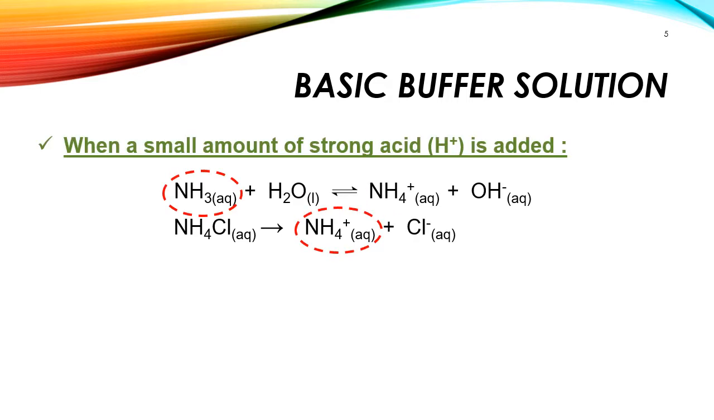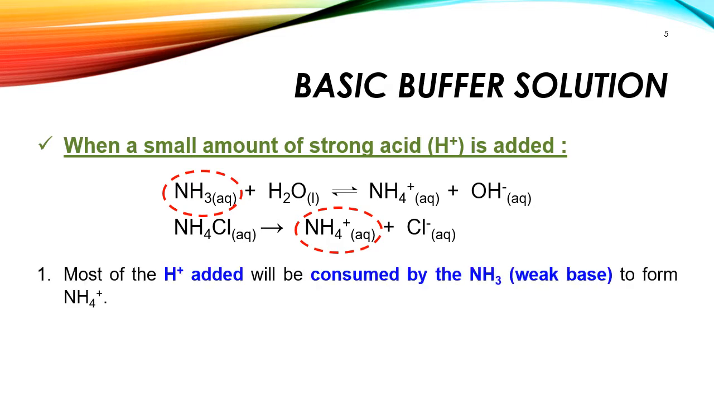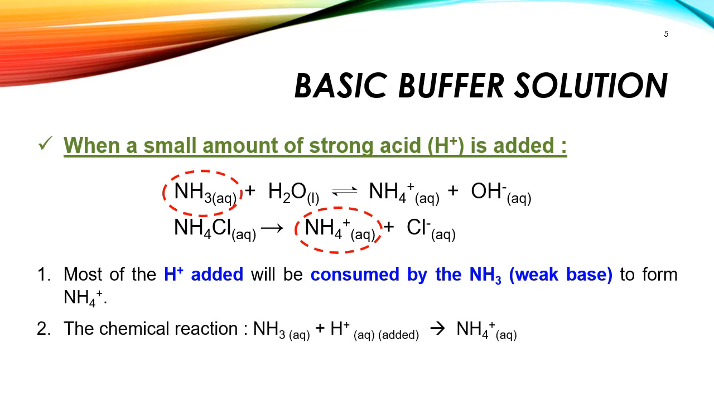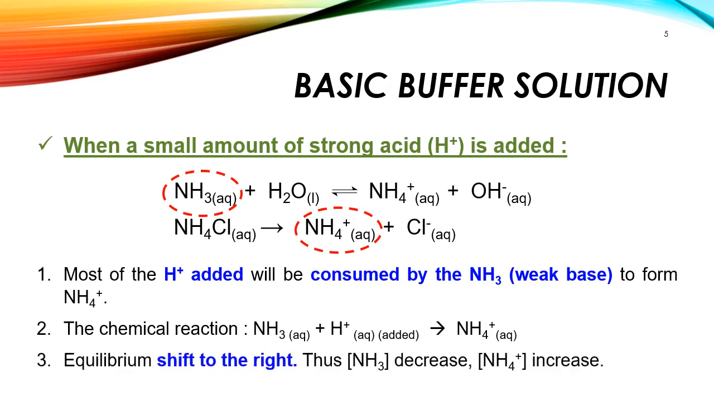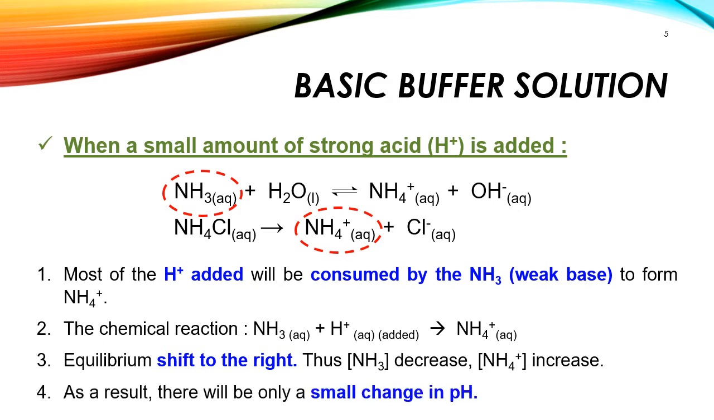When a small amount of strong acid is added to the solution, most of the H+ ion added will be consumed by the ammonia to form ammonium ion. The chemical reaction is shown in the equation, whereby ammonia reacts with the added H+ to form ammonium ion. The equilibrium position for this reaction will shift to the right, thus the concentration of ammonia will decrease and the concentration of ammonium ion will increase. As a result, there will be only a small change in pH.